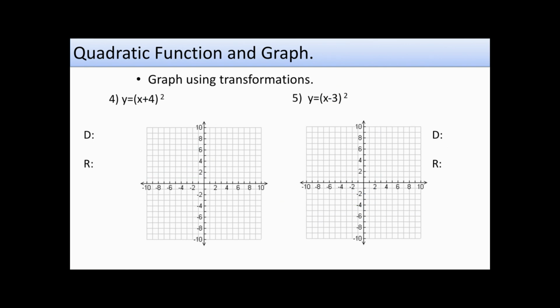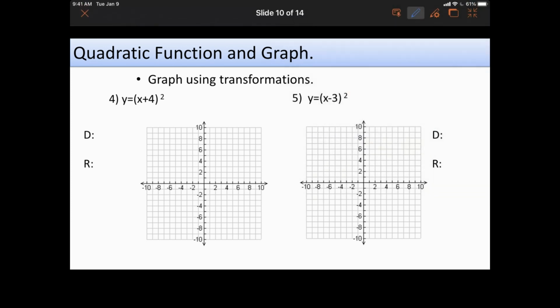All right, so let's look at this one. Where's the number now? The number's on the inside and it's plus. So this is going to tell me it's going to move to the left 4. So I'm going to move it 4 to the left. 1, 2, 3, 4. And it's going to have that same shape. 1 to the right, up 1. Same on the left. 2 to the right, up 4.